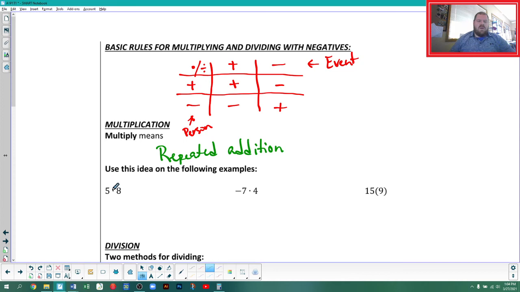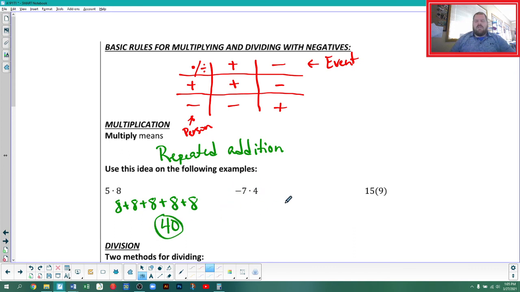So let's say that it's 8 added to itself 5 times. 8 plus 8 plus 8 plus 8 plus 8. And if you want to count by 8s, then you can. 8, 16, 24, 32, and 40. So we end up with 40.